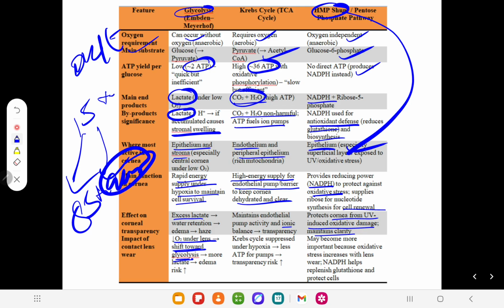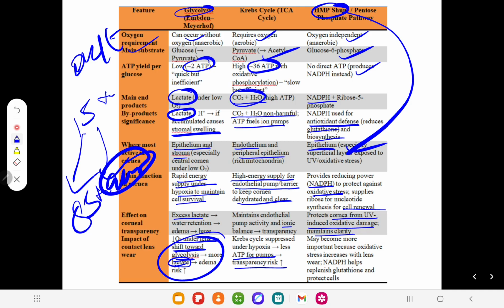And a shift towards glycolysis means what? More lactate. More lactate means what? More osmotic pressure, more water sucked in, more edema, isn't it? That's the process. Okay, so the Krebs cycle is suppressed under hypoxia, giving less ATP for the pump, and then what happens?